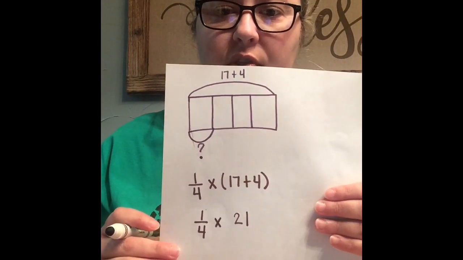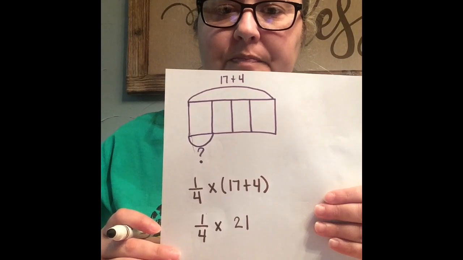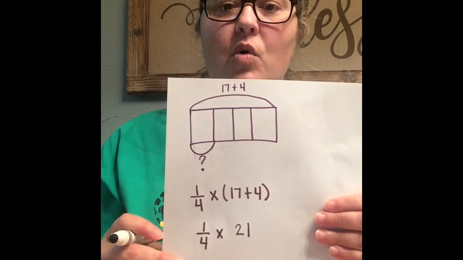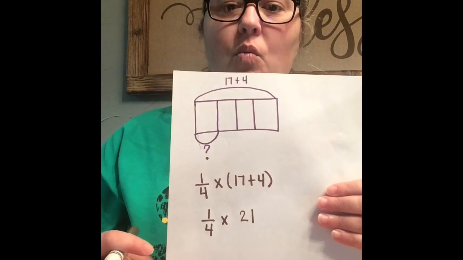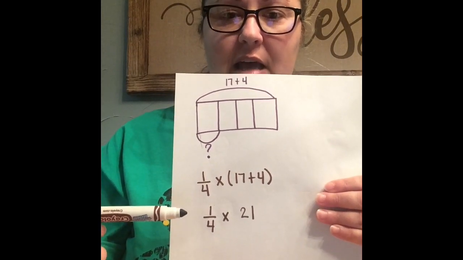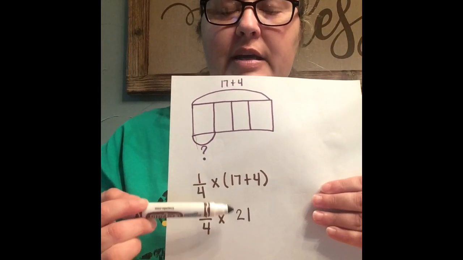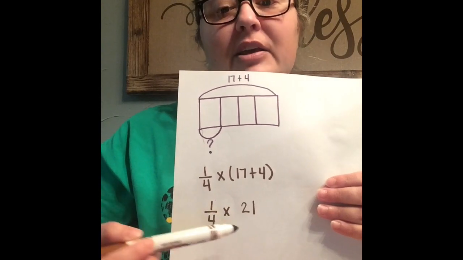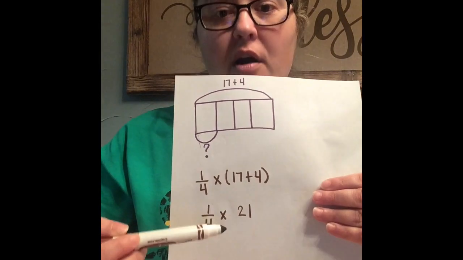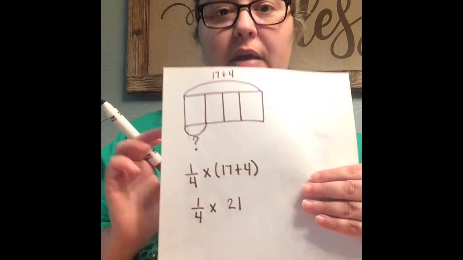Now, when we add 17 plus 4, we get 21. And we keep this 1/4. Okay? So, if we want to finish the problem, we can simply multiply this out. Okay? The 21 is a whole number. So, if you like, you can put a fraction bar and then the number 1 under it so we can continue the math.